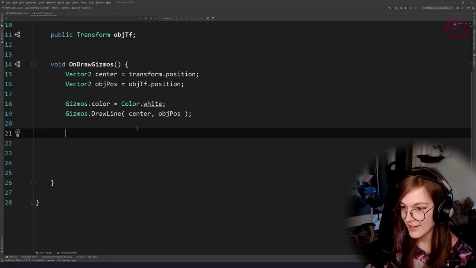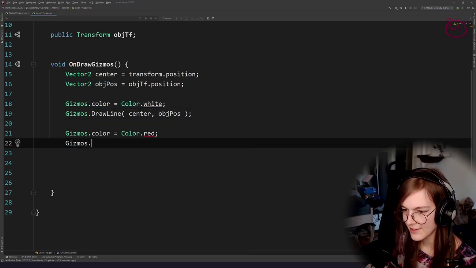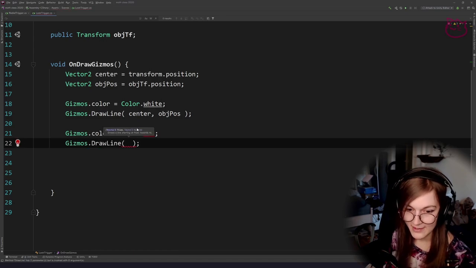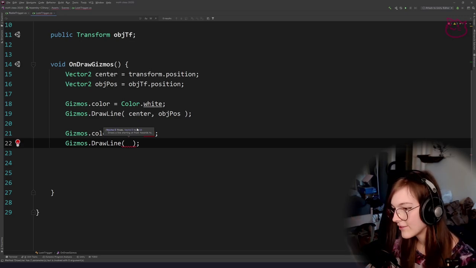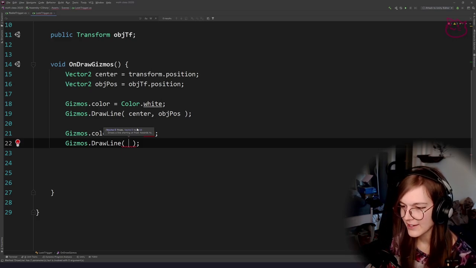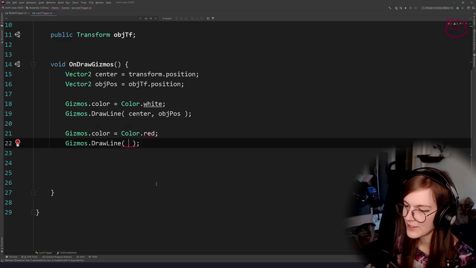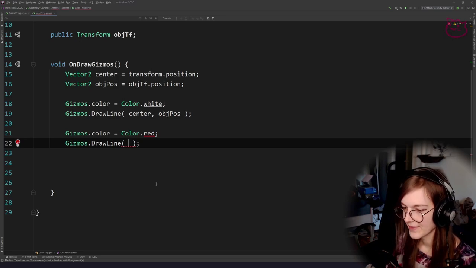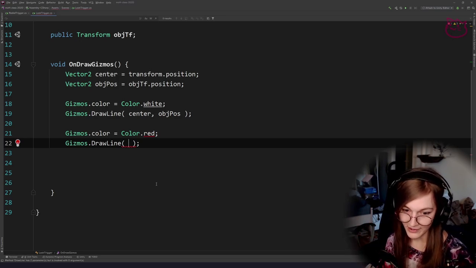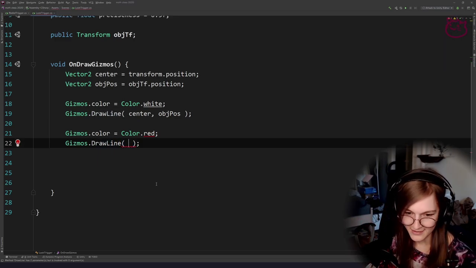All right, so let's draw the x-axis. Let's make it red, because the x-axis is red. Then do Gizmos.DrawLine. Now we're visualizing something that is a pure direction, and things that are just directions don't have positions. So we need to be careful, if we're drawing a line, about where we're drawing it. We need two endpoints. We could also use DrawRay, but I don't like DrawRay, so I never use it, because I like explicitly stating things.